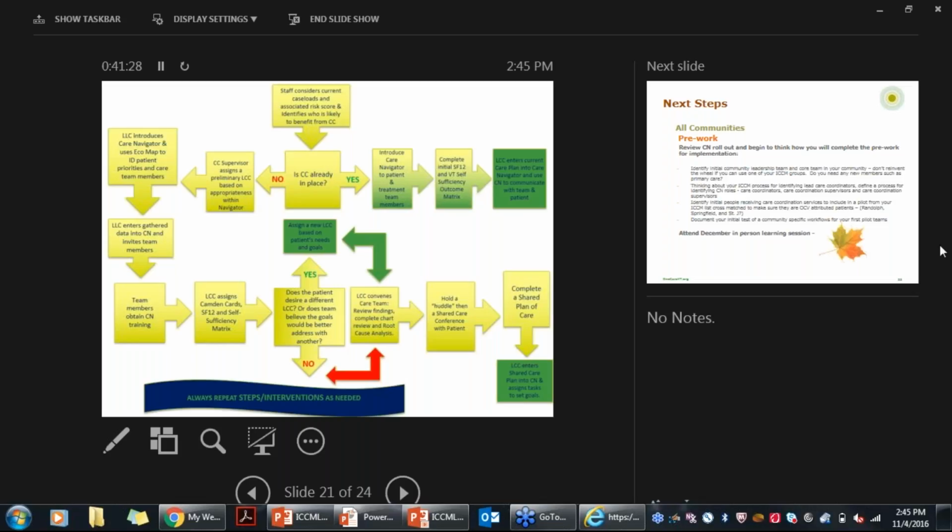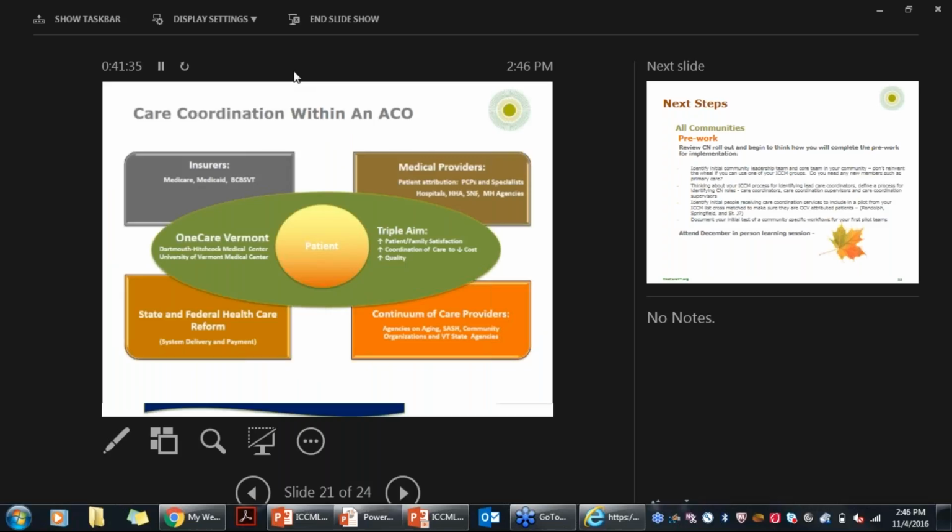So the first process is, as a group, we consider the current caseloads that we have, see who is attributed and what their risk scores are. So again, we're not reinventing the wheel. We're really looking at the caseloads that we are familiar with and see who is likely to benefit from these collaborative efforts.